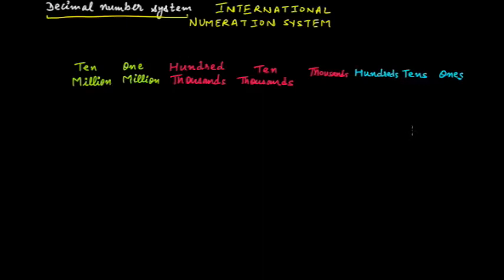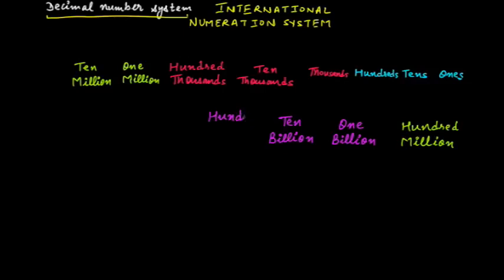then we have 100,000,000, and then we have 1,000,000,000, then we have 10,000,000,000, then we have 100,000,000,000, and so on. It goes on.